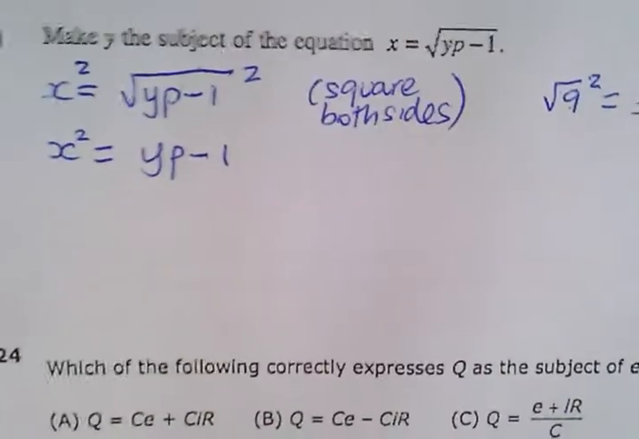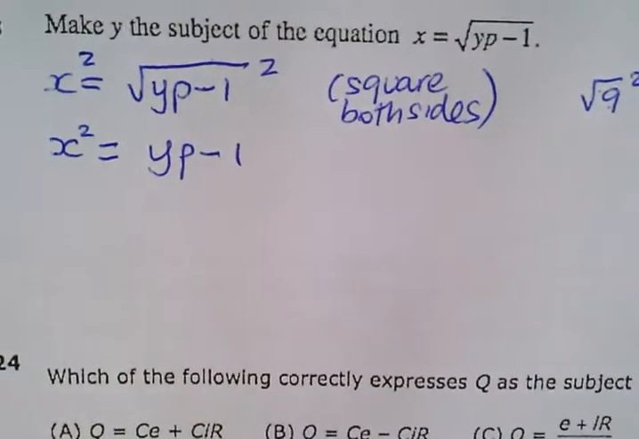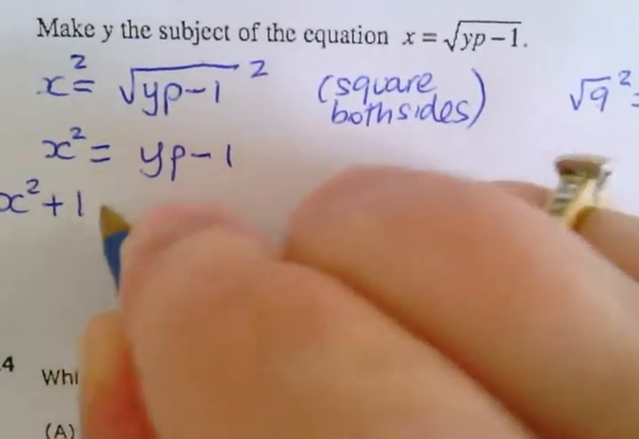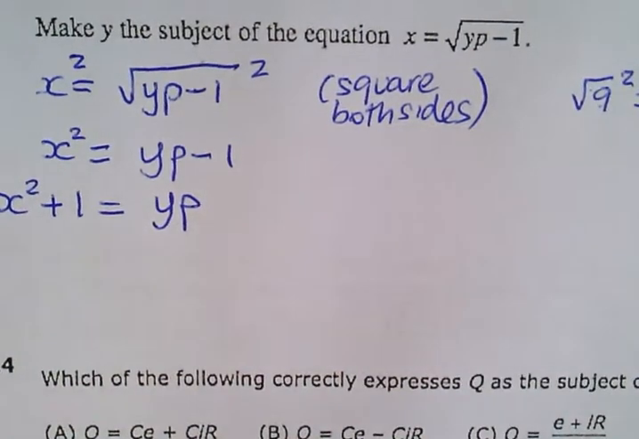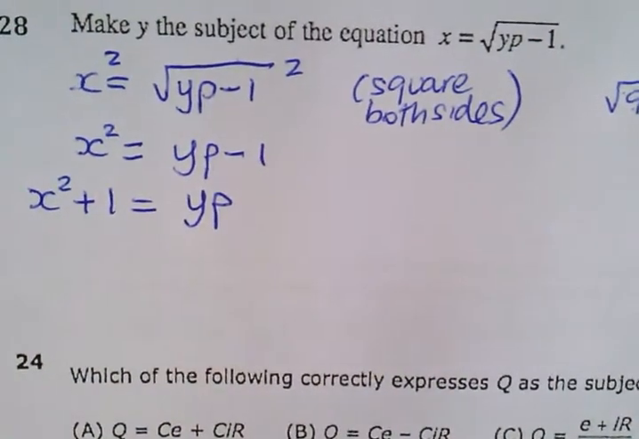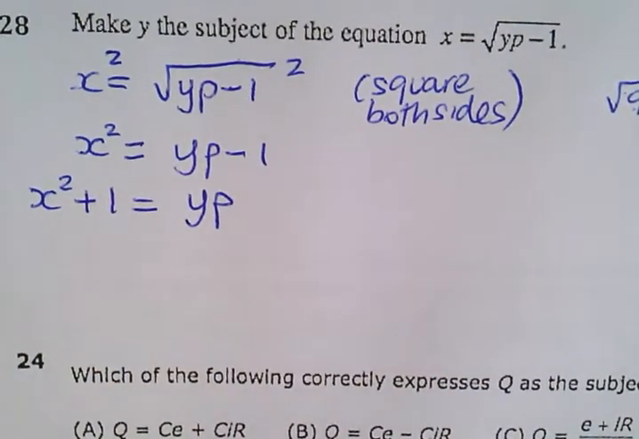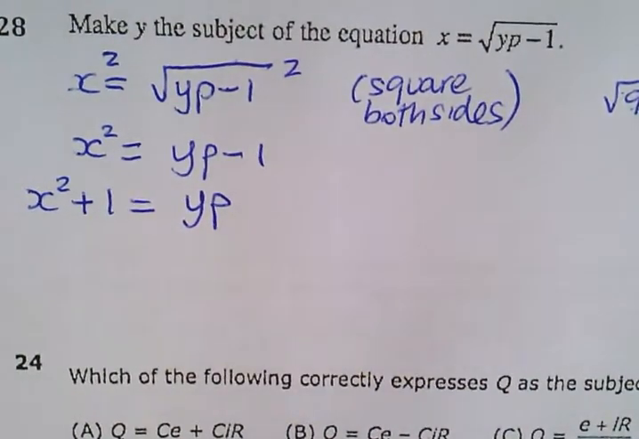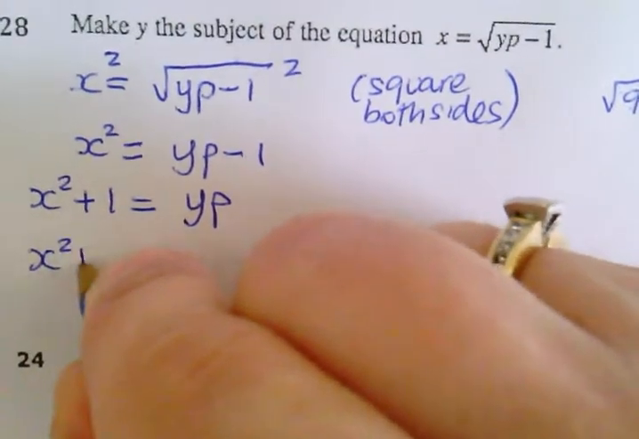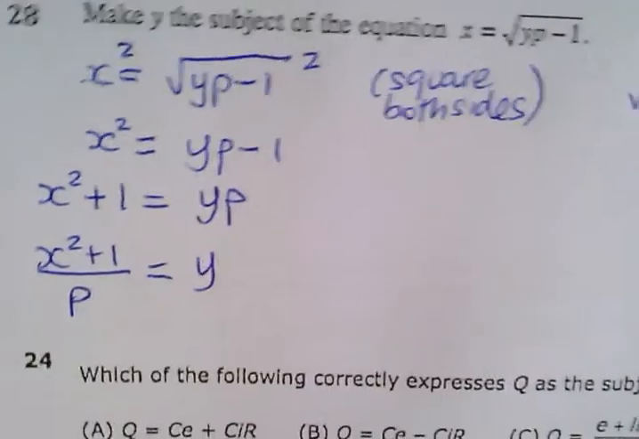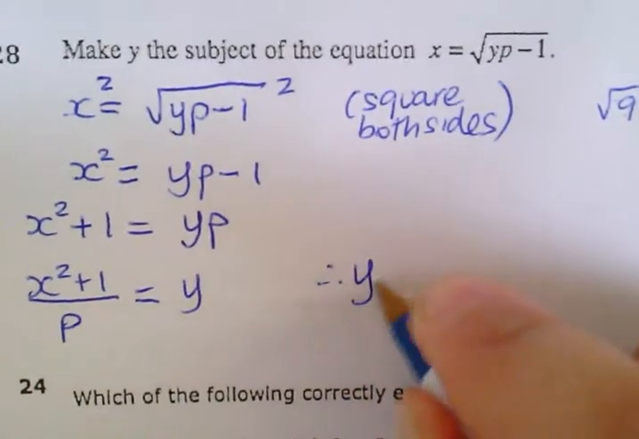Now I want y to be the subject of the formula. What should I move next? Yep, the minus 1. So I've got x squared, and the inverse operation of minus 1 is plus 1. What we are really doing is adding 1 to both sides, but it just shows up on the left. Now, the y is attached to a p with what sort of symbol? With a times. So this is y times p. The inverse operation of times p is divide by p. And what you're really doing is dividing both sides by p. And it's done. That y is now the subject of that formula.